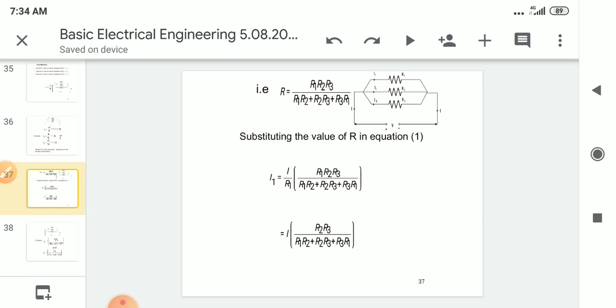I1 is the total current into its opposite resistances. What is the opposite resistance of this I1? R2 and R3. This product of R2 and R3 divided by the sum of its products: R1 R2 plus R2 R3 plus R3 R1.